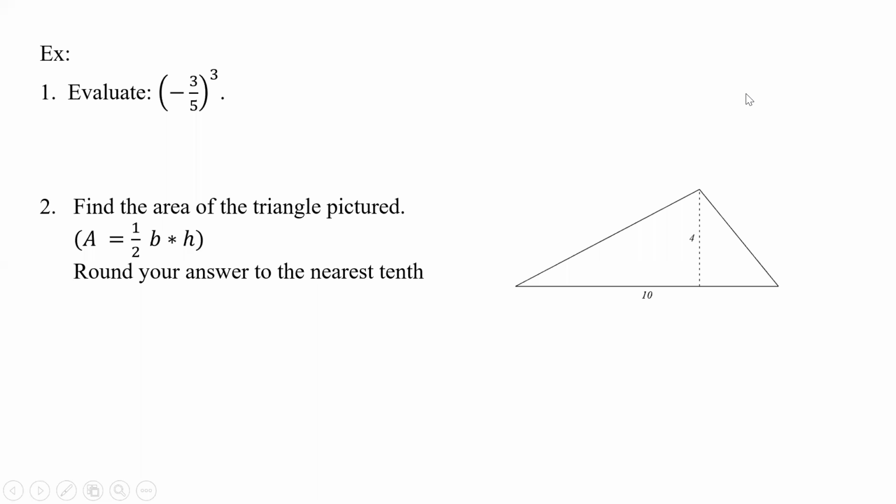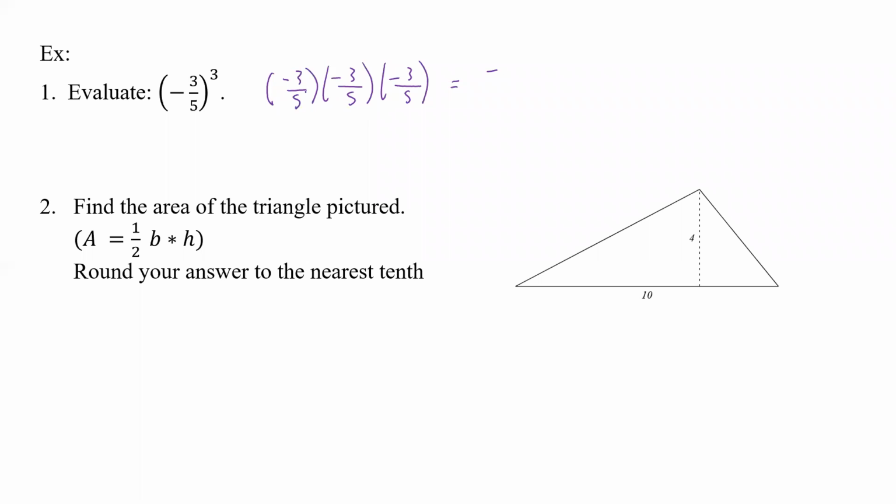All right, so now we're supposed to evaluate things. Here it looks like we're taking a negative 3/5 to the third. Well, what does that mean? Well, we're just taking a negative 3 over 5 times a negative 3 over 5 times a negative 3 over 5. Okay, so we have a negative times a negative is positive, then a positive times a negative is negative. So we know our final answer is negative.